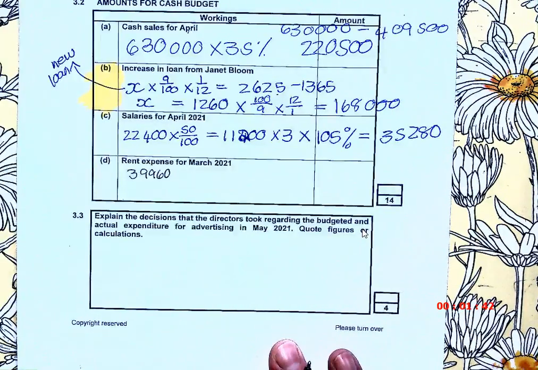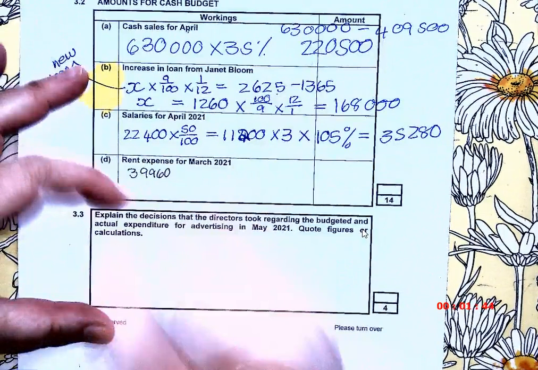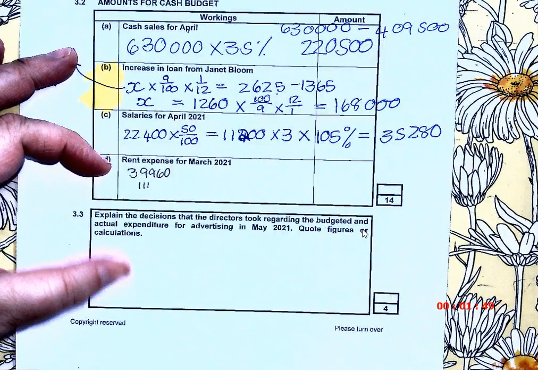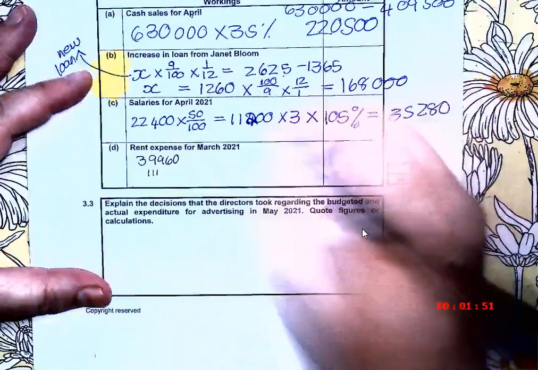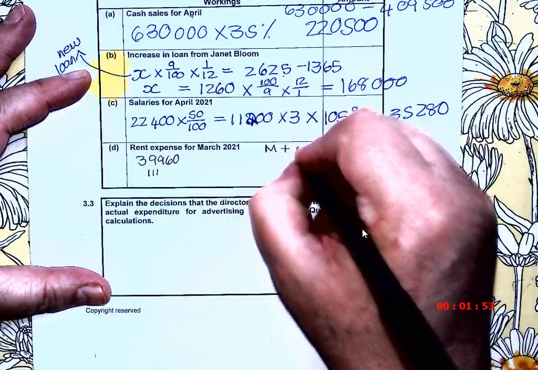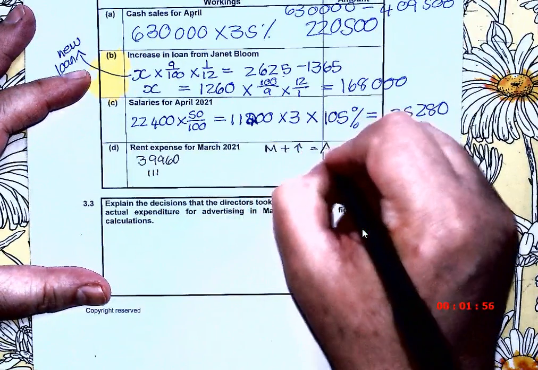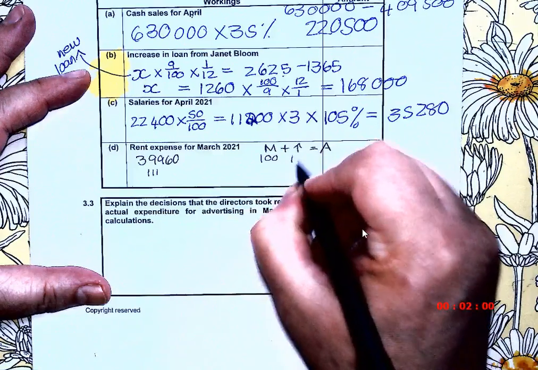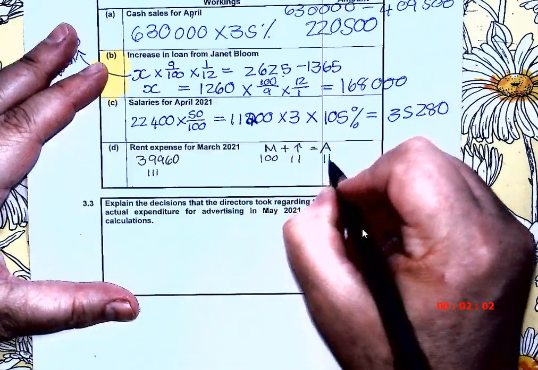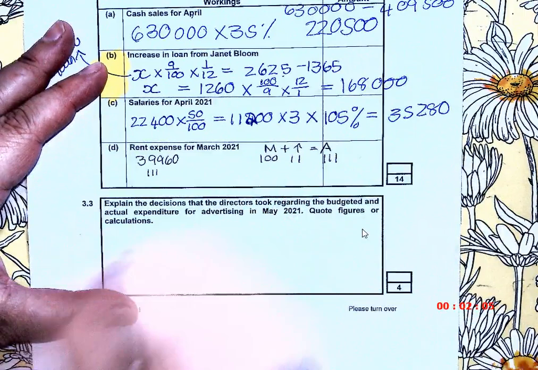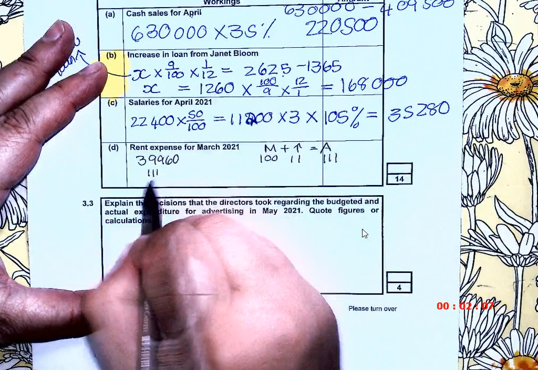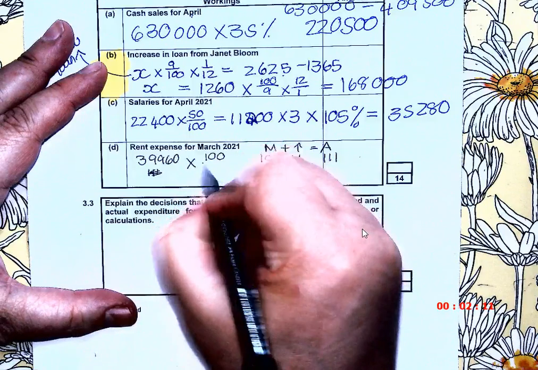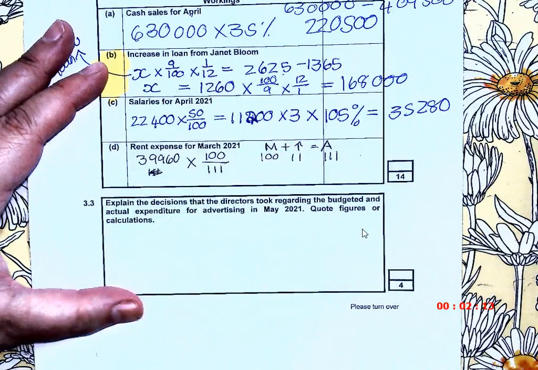So now, what do I know? This is 111. You agree with me? No? How did I get it? If I say March plus increase gives me April, March is 100. The increase is 11. Right? So it means April is 111. They gave me April. You see? So I'm going to want March, but I have April. So what does it give you?